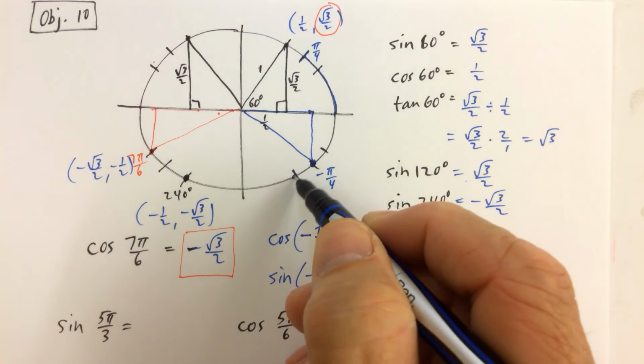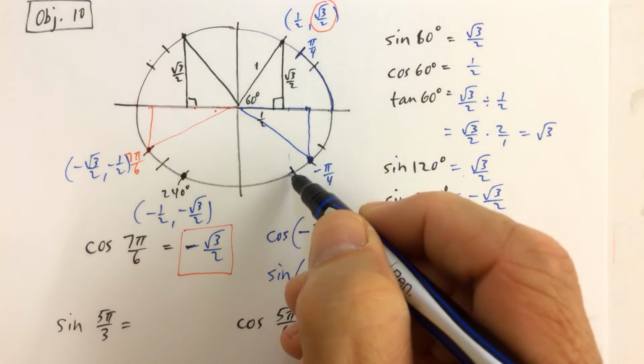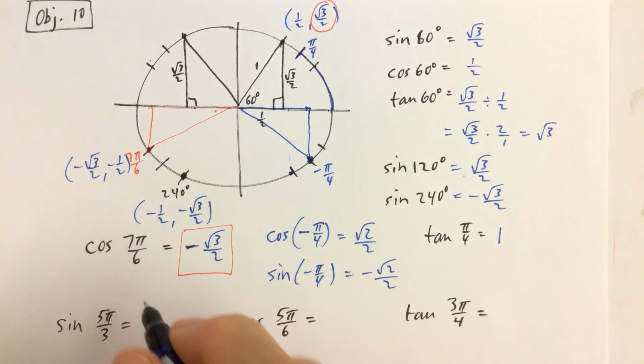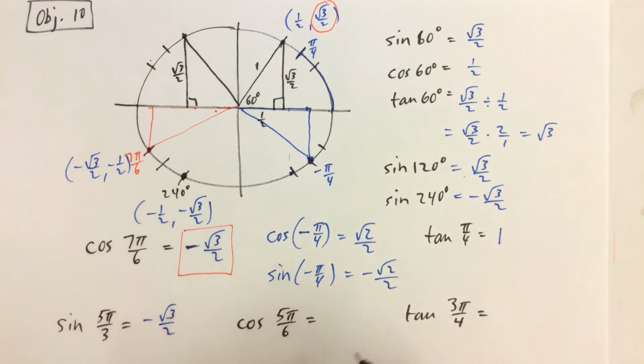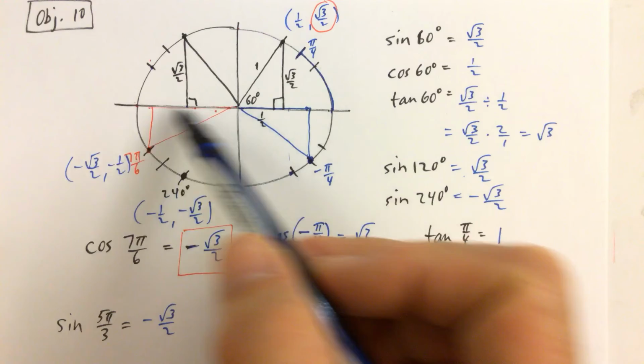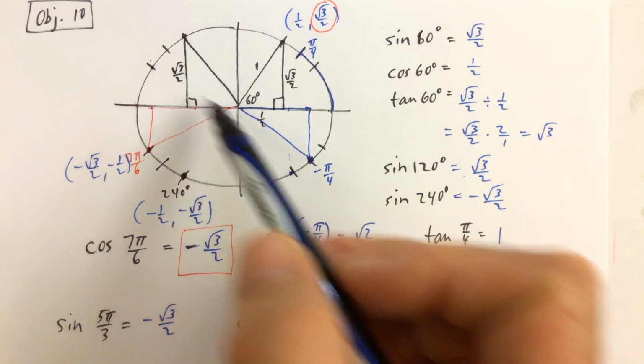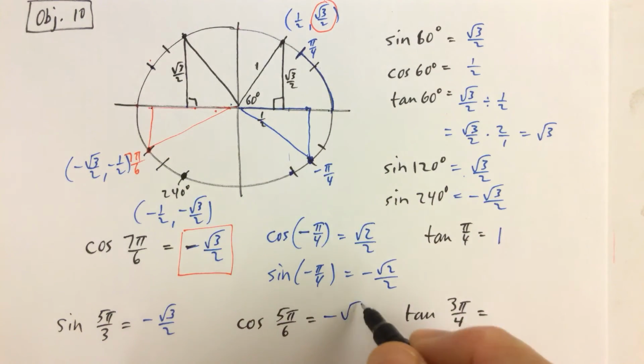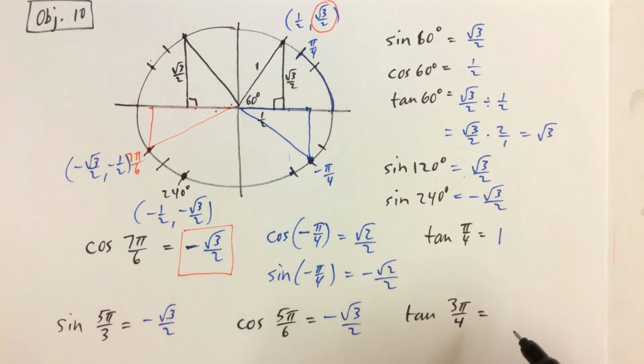5 pi over 3 is right here. The sine is the y-coordinate. That's the longer leg, and we're going down. Longer leg down means negative radical 3 over 2. Cosine of 5 pi over 6, identify that's 5 pi over 6 right there. The cosine is the longer leg of the 30, 60, 90, and we're going left. Longer leg left, negative radical 3 over 2.